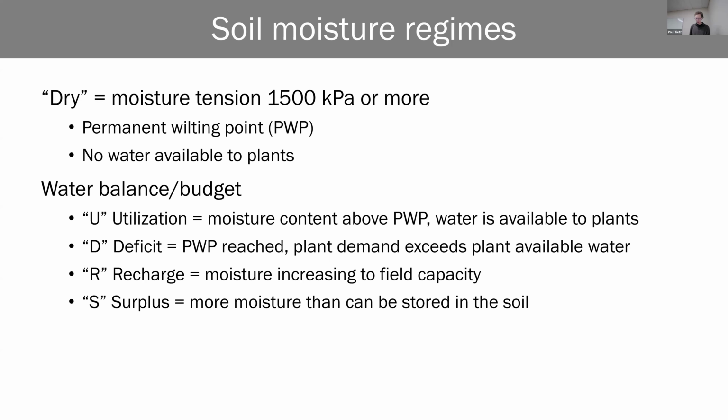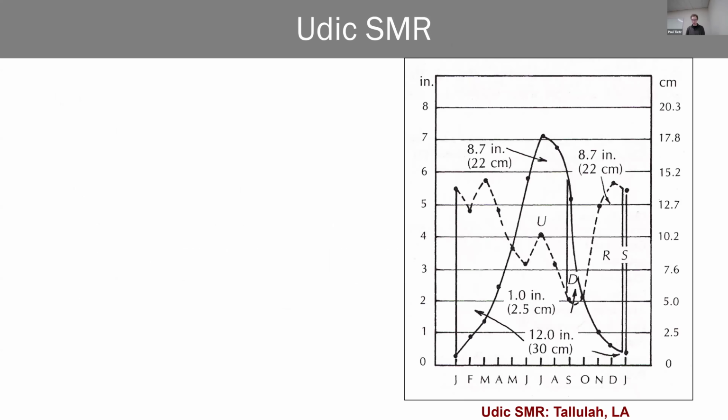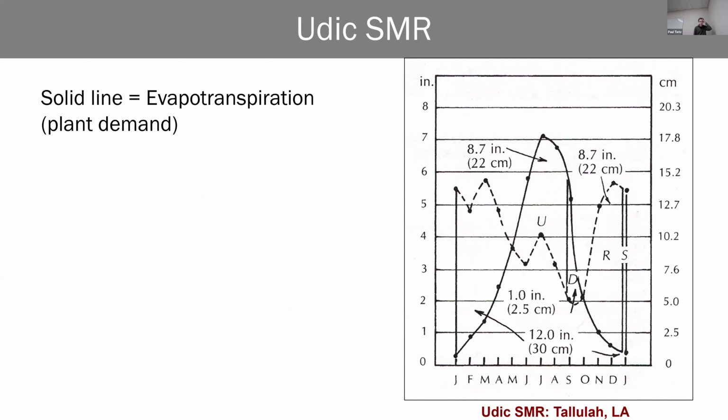So what does this look like? Our representation of this, at least starting with the Udic soil moisture regime: we're looking at the solid line in the middle that rises in the summer. That's our evapotranspiration, so the amount of plant demand for water is highest in the summer during the growing season. The dashed line is our precipitation. While this looks like it's more in the winter and less in the summer, keep in mind that precipitation has a minimum in August and September of 2 inches per month.